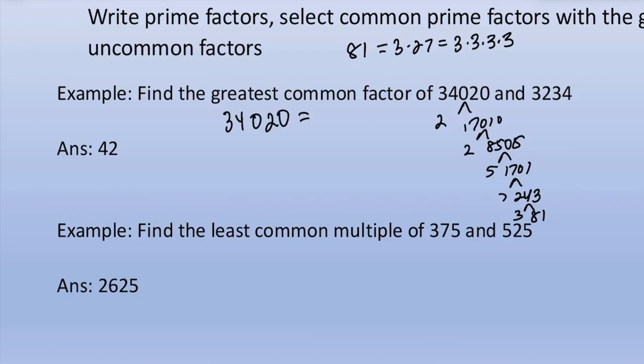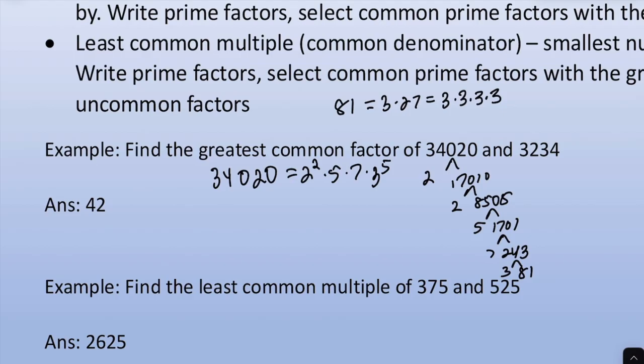So I have 2 2s, a 5, a 7, and I have not only this 3, but 81 breaks down to 4 more 3s. So I have 5 3s. And then I always just check my logic on a calculator. 2 to the second times 5 times 7 times 3 to the 5th should give me my original number. It does. Great. Okay. Now let's break this one down.